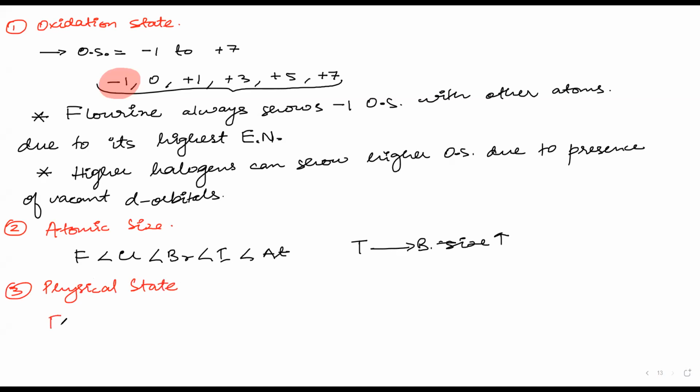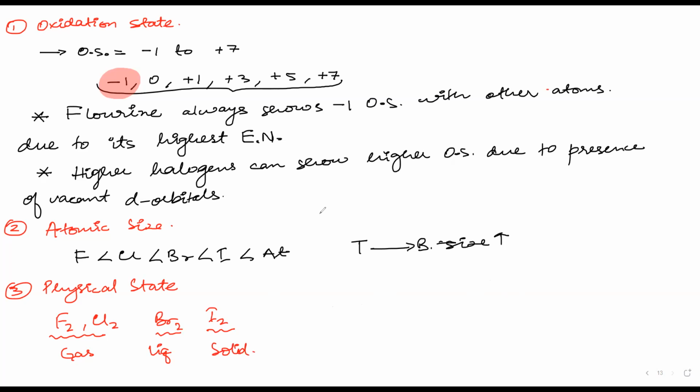In physical state, we have F2, Cl2, Br2, and I2. These two are gases. Br2 is liquid, bromine water. Do you remember bromine water? In the reactions of phenol, there is one reaction in which we have bromine water, and we form tribromophenol. This is solid.